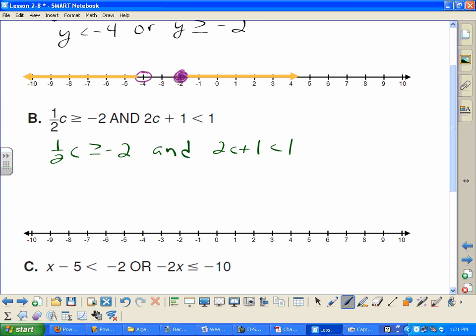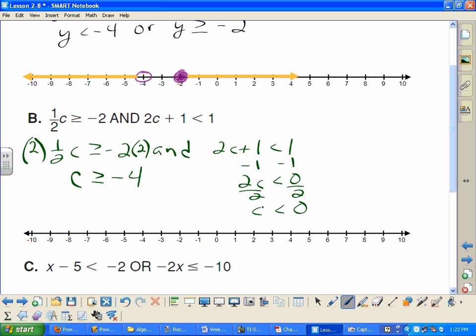Okay, right, we're going to multiply by the reciprocal. So because it's 1/2 times c, we're going to multiply both sides by 2. So c is greater than or equal to -4. And with the other one, we'll subtract 1 from both sides and divide by 2. So c is less than 0.